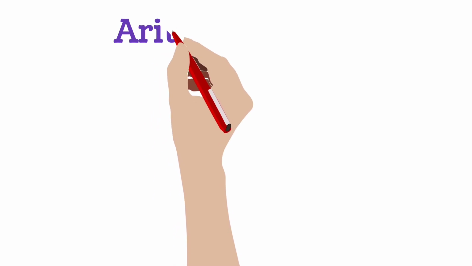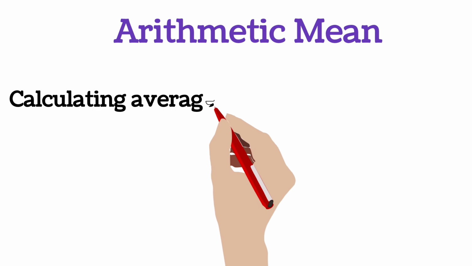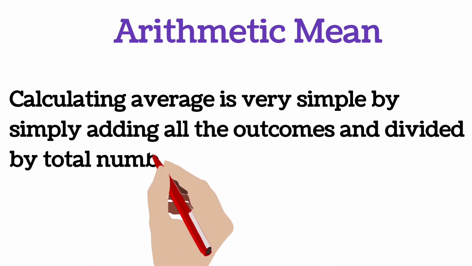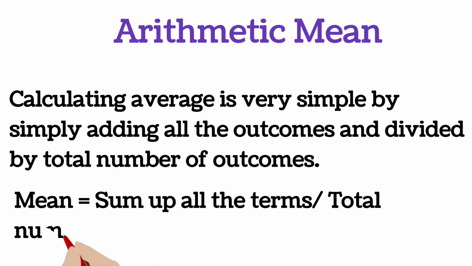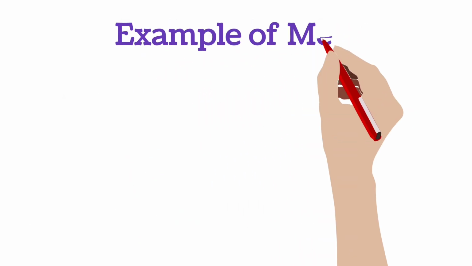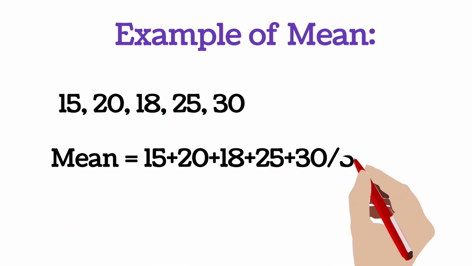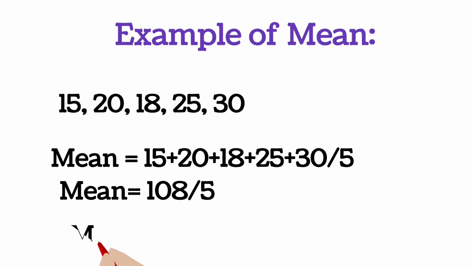The first one is arithmetic mean. Arithmetic mean is a very simple term and is very easy to calculate, as we just have to sum up all the data values that we are given and divide it by the total number of terms. As we see in our example, we have taken any random 5 numbers, and to calculate the mean of these numbers we add up all the terms and divide by the total number of terms. As the total terms are 5, we divide by 5 to get our desired result. So our mean is 21.6.